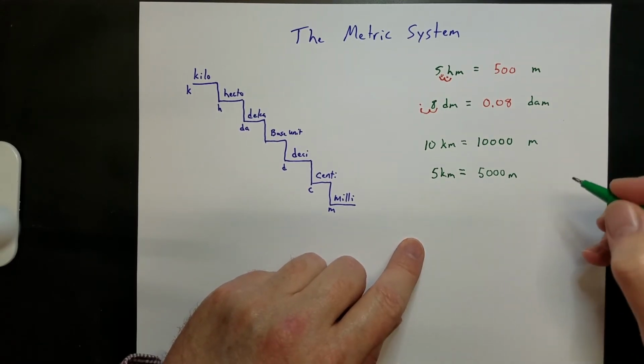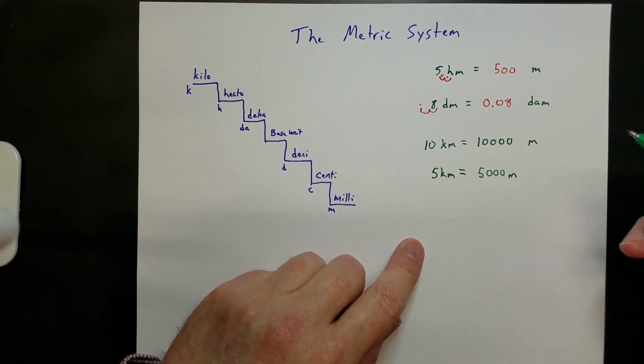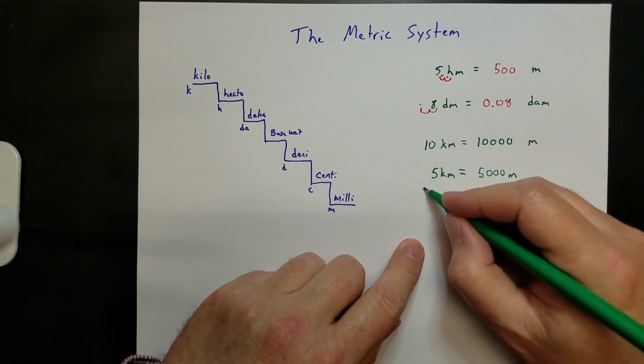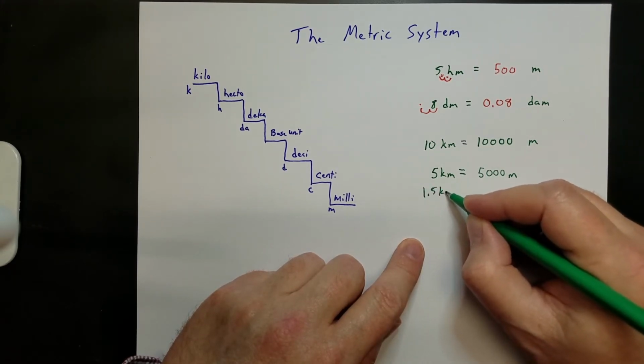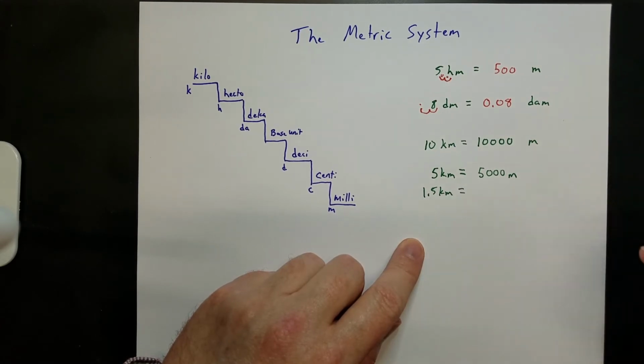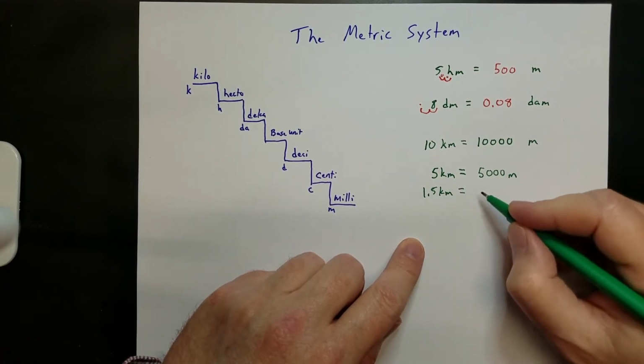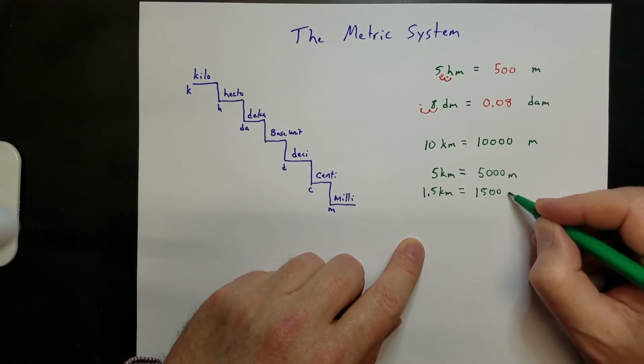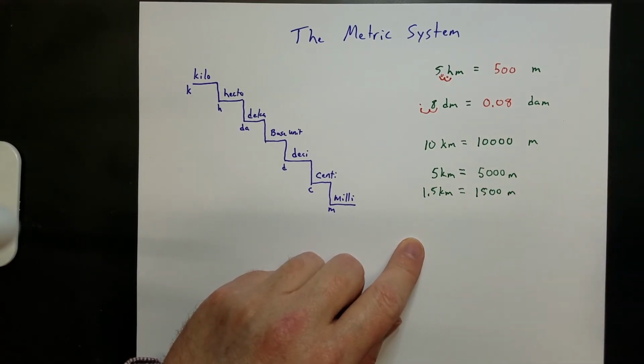So if you run, let's say we run a 1.5 kilometer race. So that's going to be 1,500 meters.